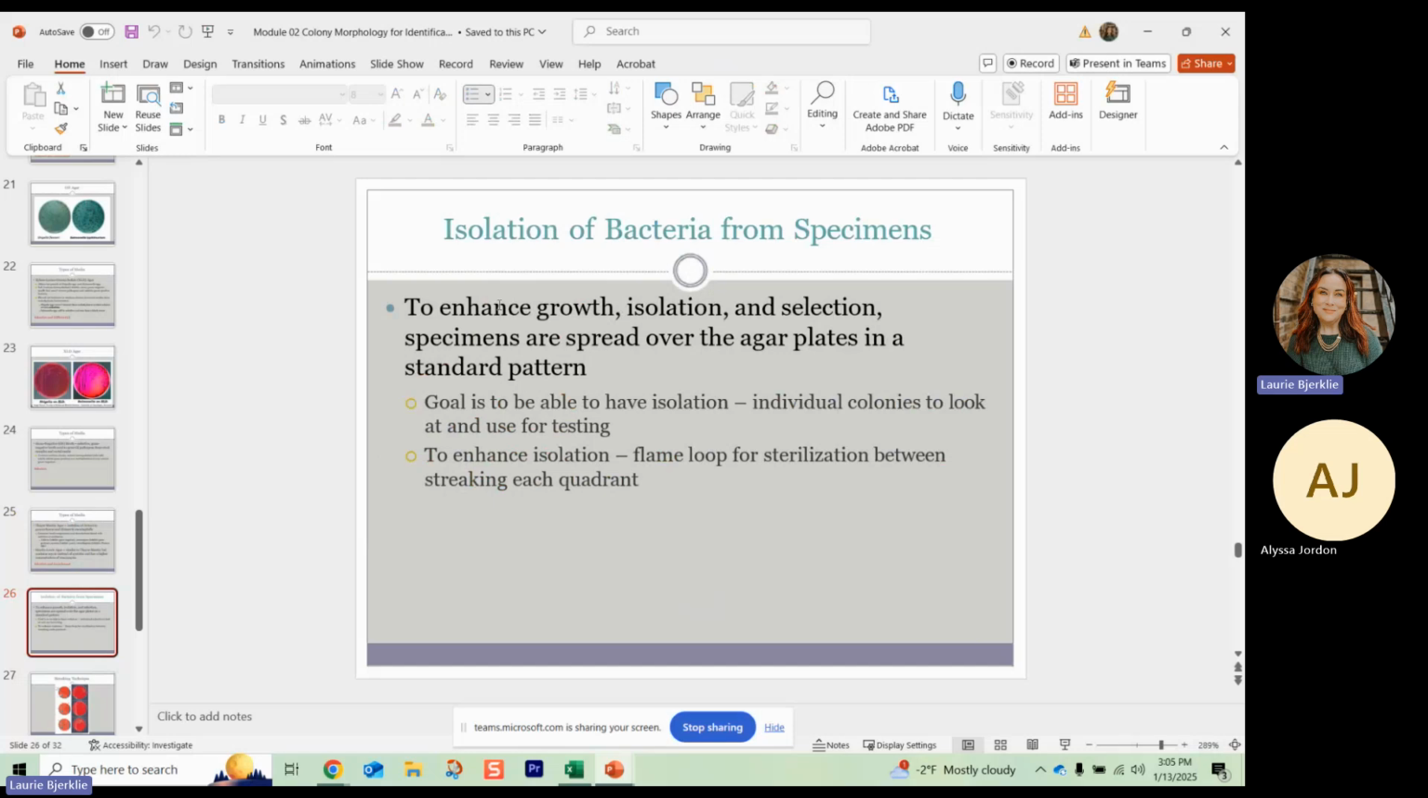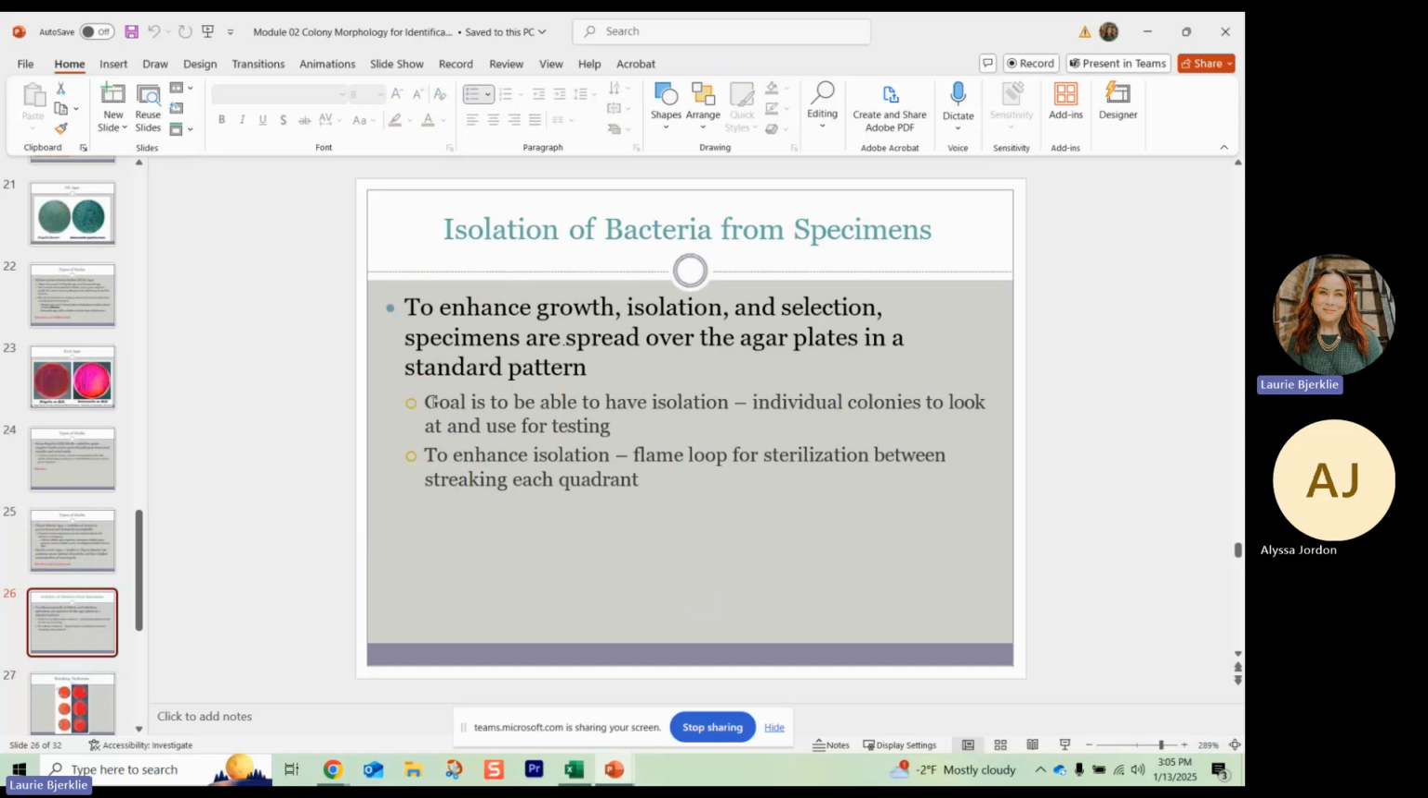All right, so isolation of bacteria from samples. To enhance the growth, isolation, selection, we streak the sample across the agar plate. So again, you will do this in lab. It's really fun to learn how to streak agar plates. I think it's one of the most fun labs to play with and learn how to do this. So the goal of streaking across in a pattern is to get isolated individual colonies to look at. Otherwise, they're all going to be on top of each other.